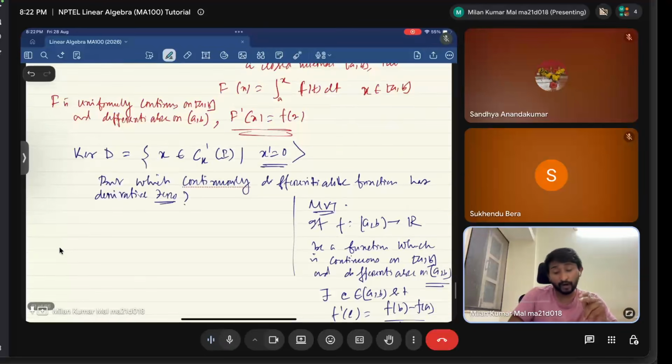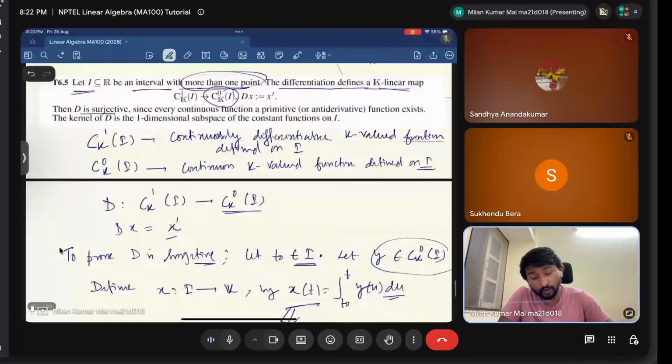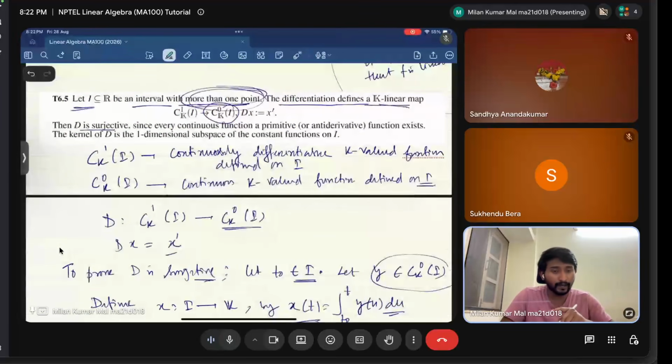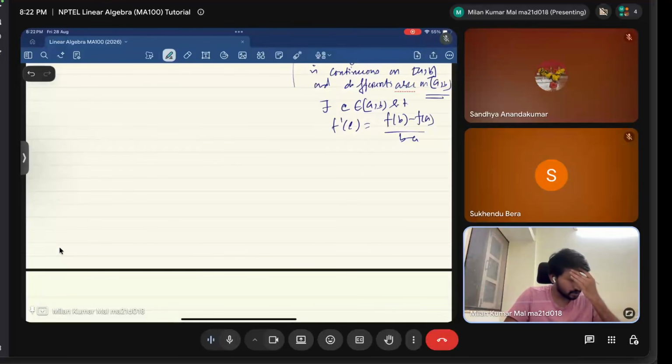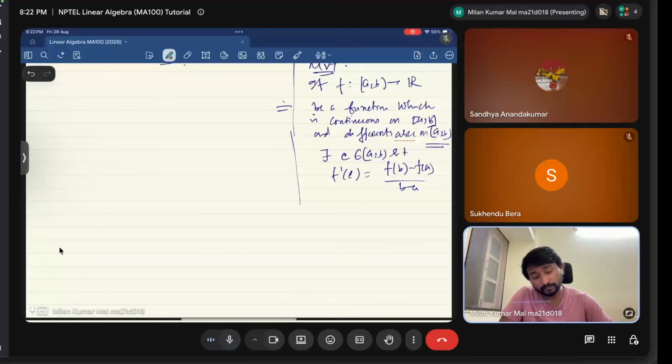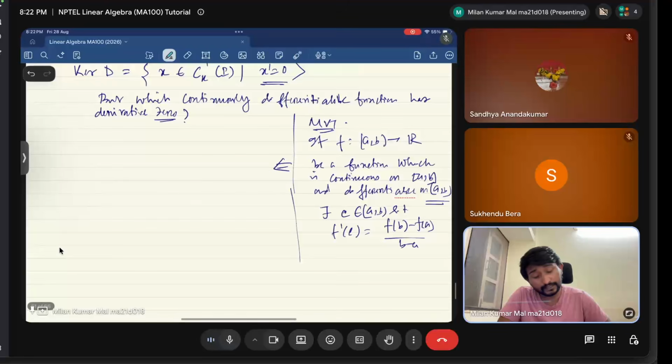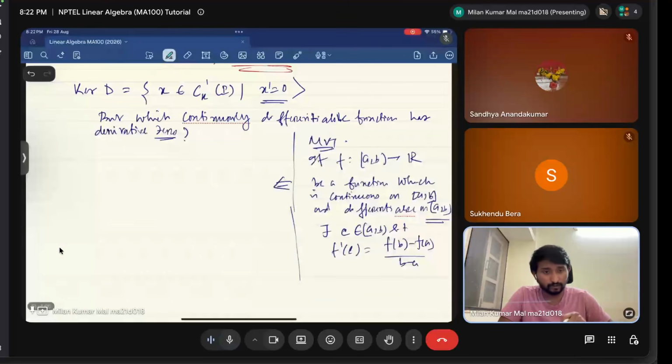Here the one fact being used is that the interval has more than 2 points. Whenever it has more than 2 points, b and a cannot be equal. As b and a cannot be equal, b minus a is non-zero, so this is defined. This is the main point. So I will use this, where f dash is equal to 0.